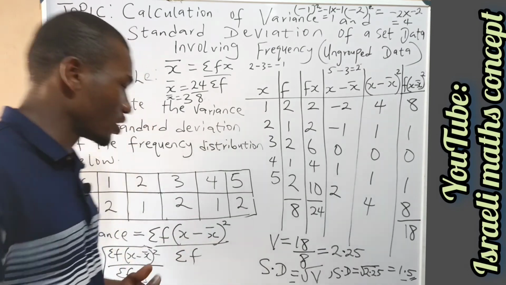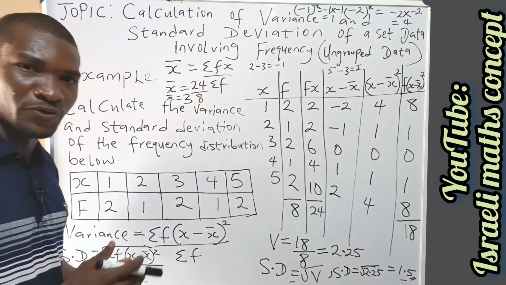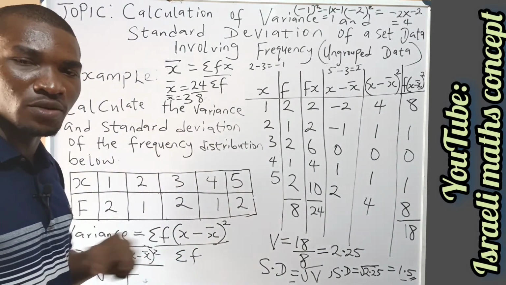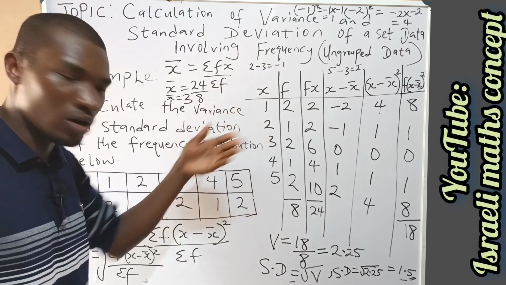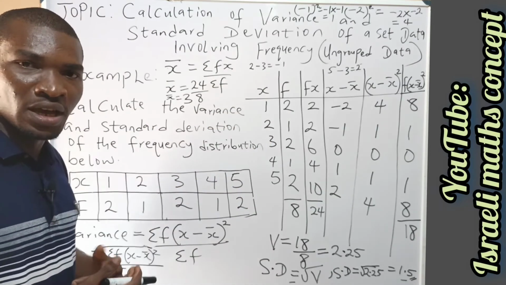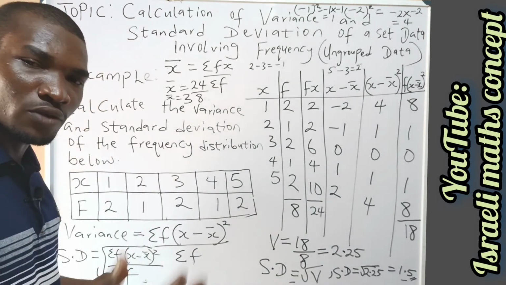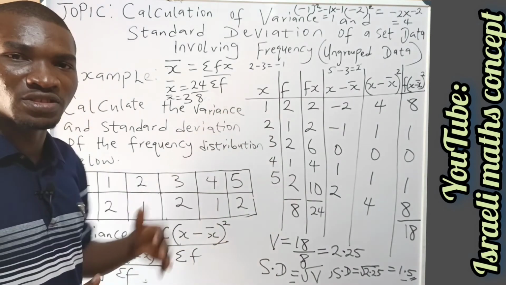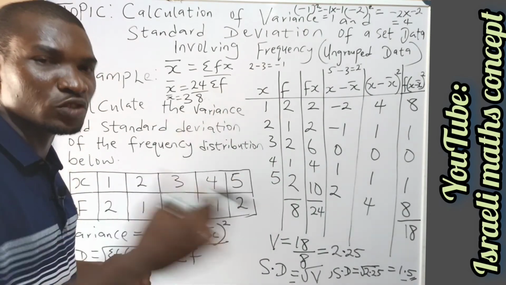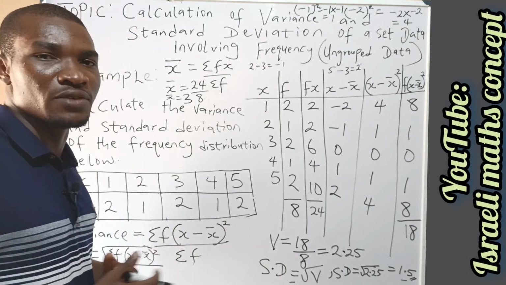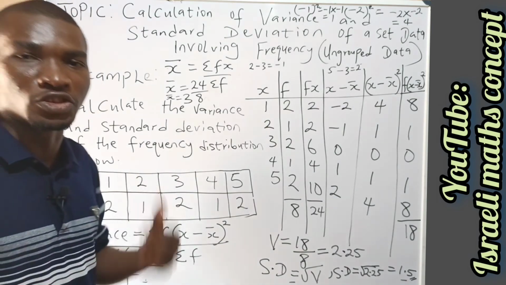So whenever you are given a question of this kind, first thing first, before you will be able to find your variance, find the mean of that given set of data. And after you found the mean, find your variance. And then to find your standard deviation, just take the square root of the variance and you will get the value of your standard deviation respectively.